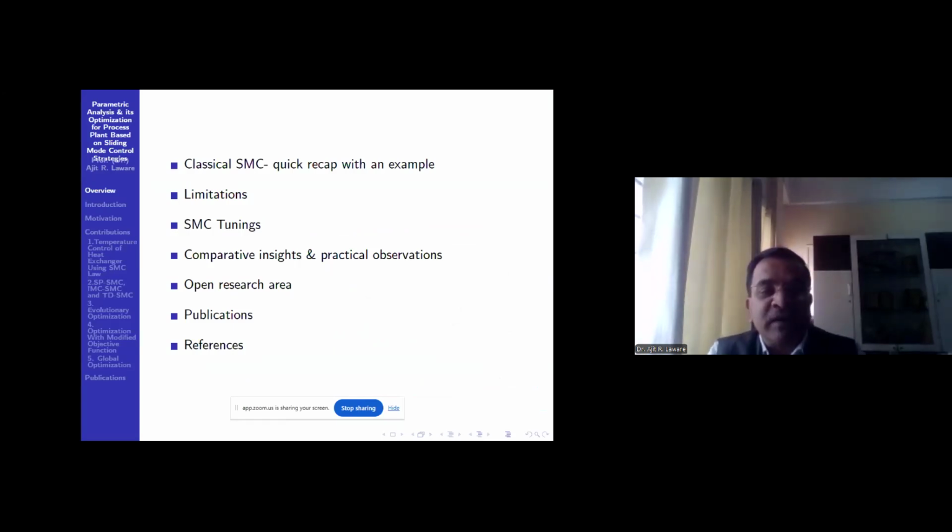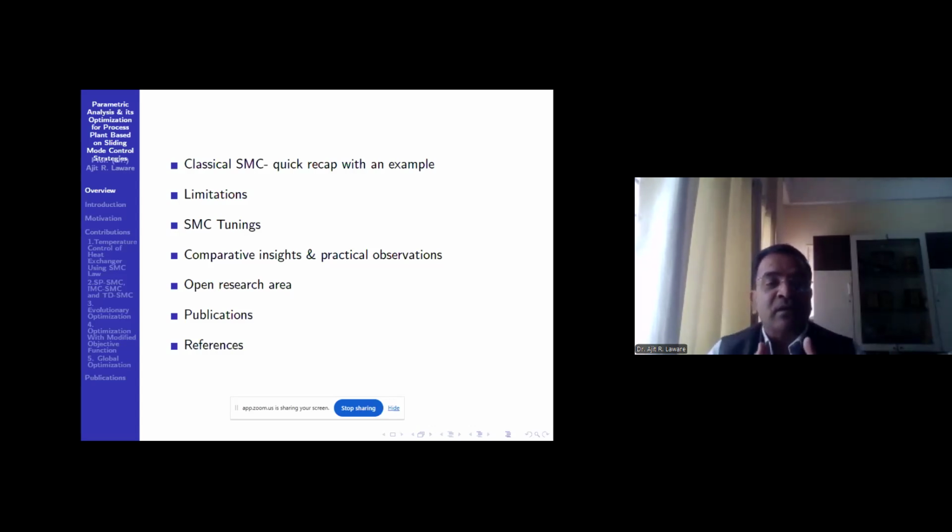The talk roadmap is classical SMC. Here, I will give a quick recap with an example on the heat exchanger, then the classical sliding mode control limitations, and SMC tuning with the Nelder-Mead search optimization algorithm. Then a level control example with the non-dominated sorting genetic algorithm II and multi-objective particle swarm optimization. The last application is based on the same level control plant, and the implemented optimization algorithms are Jaya and artificial bee colony optimization.